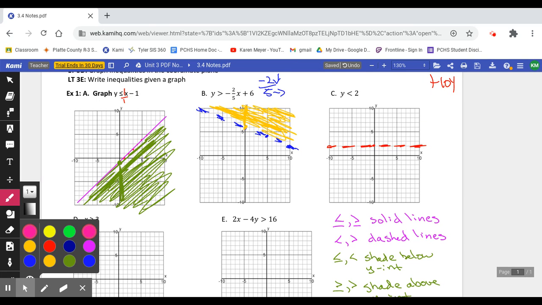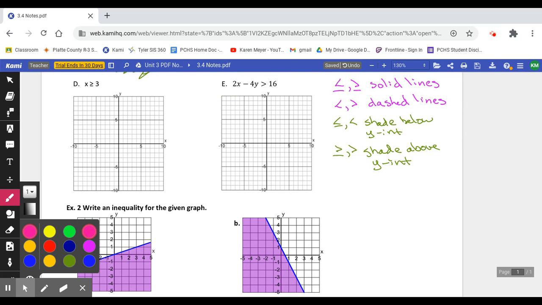Put your pencil on 2. And then we're saying y is less. Y numbers get smaller when I go down. So you should be shading everything below your dashed line.